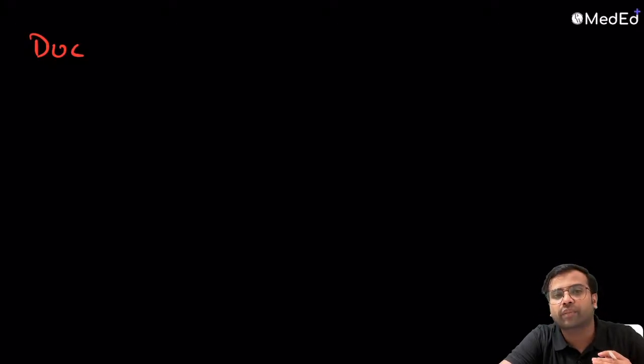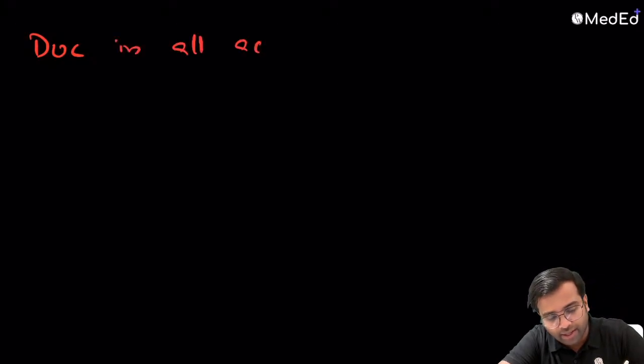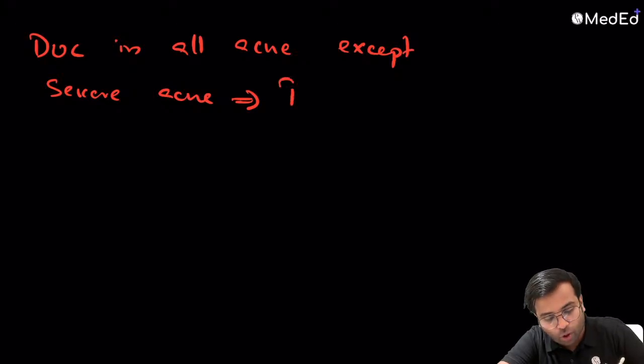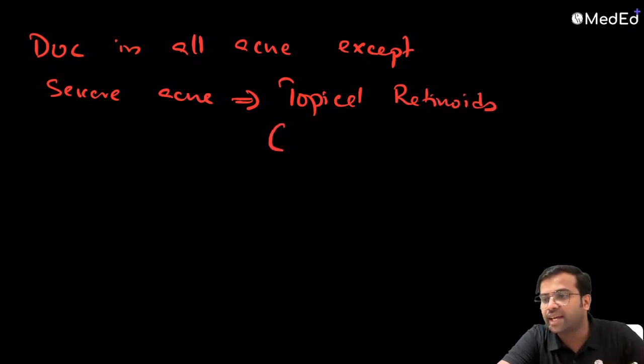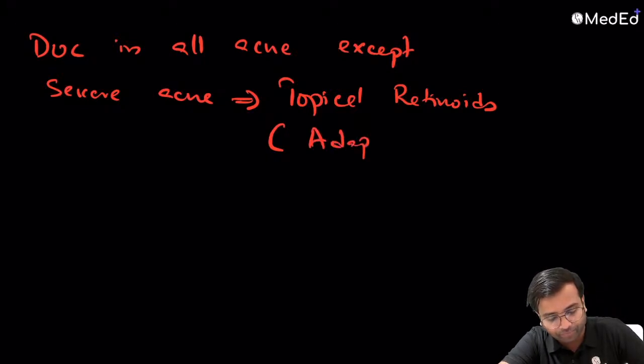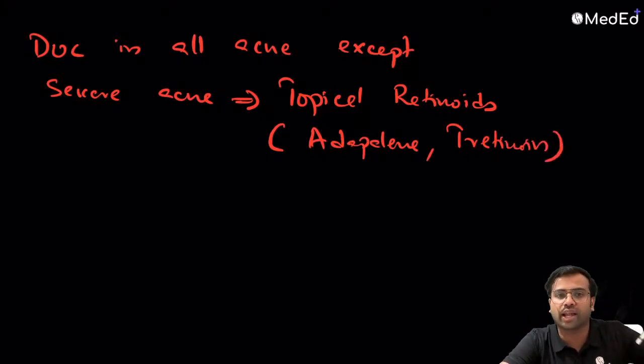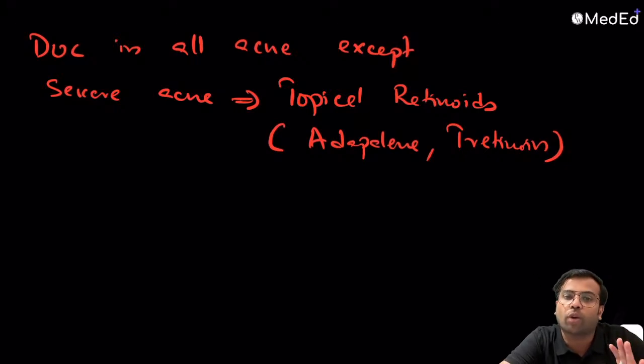Now remember, if you get any MCQ based on acne, the drug of choice in all acne except severe acne is going to be, what is the answer? Topical retinoids. Can somebody tell me what are the examples of topical retinoids? The examples are adapalene, tretinoin creams, etc. So in all types of acne, if they ask you what is the drug of choice or the first line agent that can be used, then think about topical retinoids.